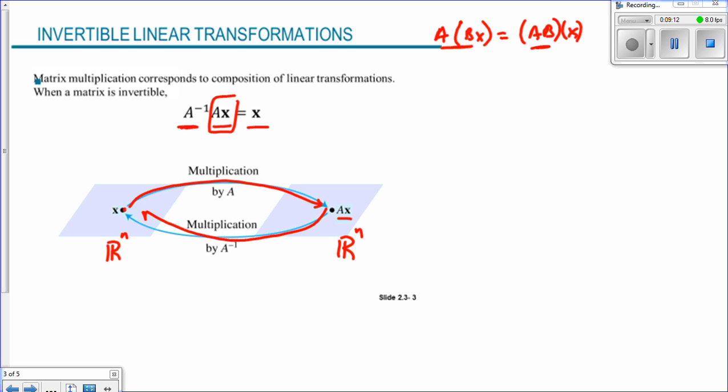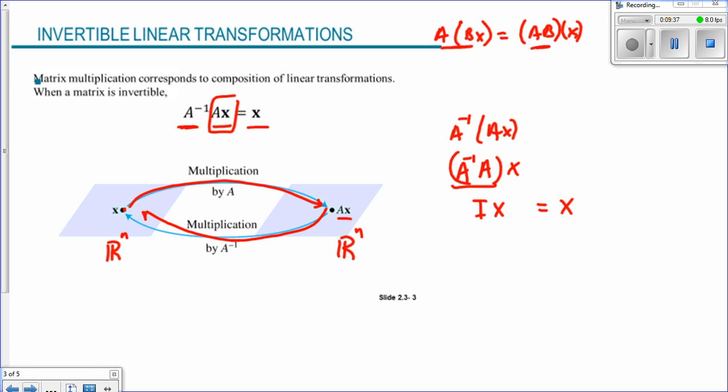So multiplying by A inverse is just equivalent to applying the inverse to the vector AX. And we know that's equivalent to A inverse times A times X, and we know A inverse times A is simply the identity. And the identity times any vector will just be the vector itself.